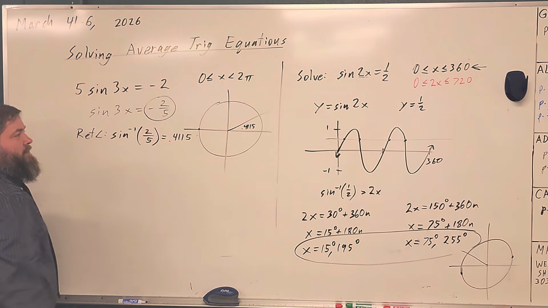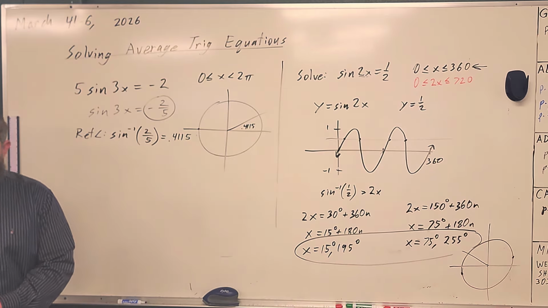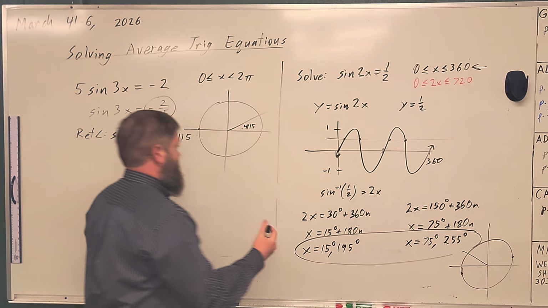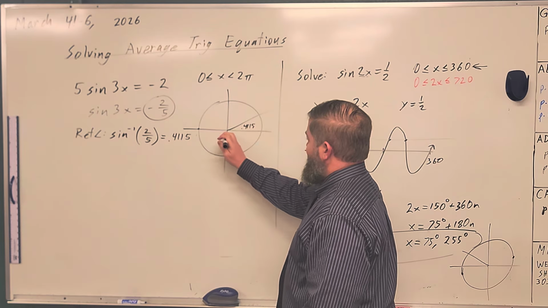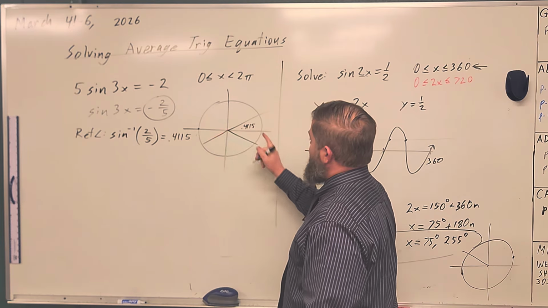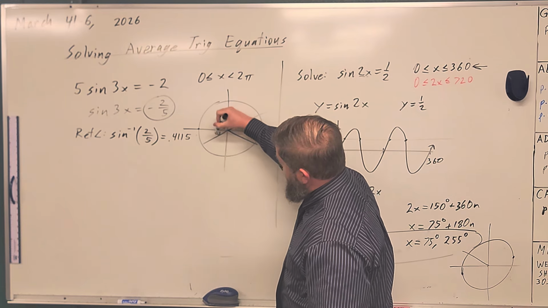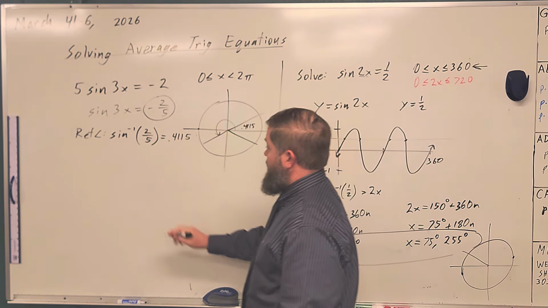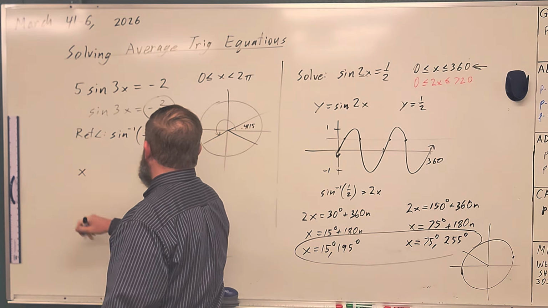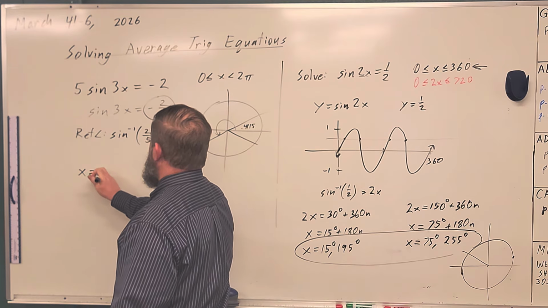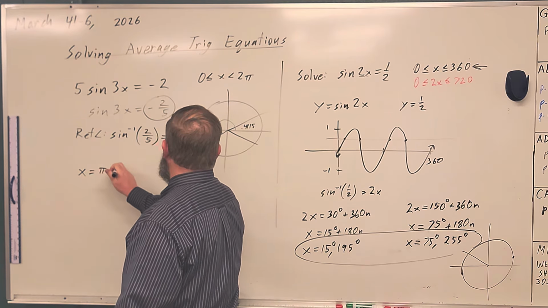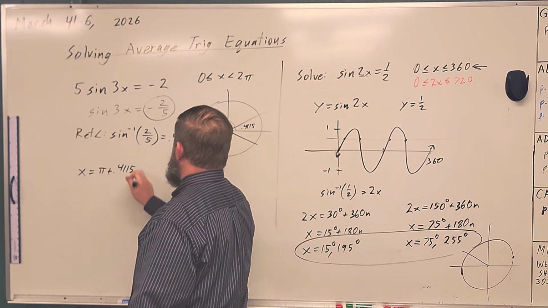Okay. So if this is the reference angle, which quadrants have a negative sine? The third and fourth. 3 and 4. So I need to take this reference angle and figure out what the angle is with that same reference angle. How about I do that? Add pi. So this first angle I'm going to do pi plus that reference angle, 0.4115.